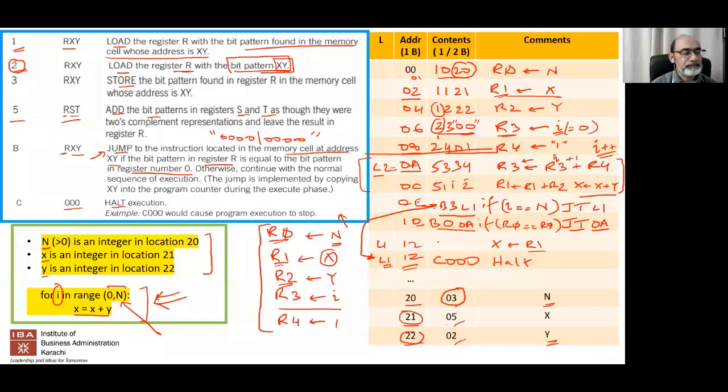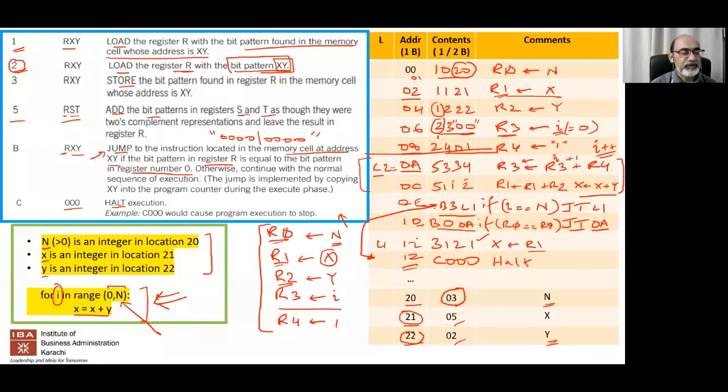What would be the instruction to save the register R1 to the memory location X? Sir, 3121. Let's see if that is right. We would store register 1 into location 21. Perfect. Okay. So we could have the halt L1 at this address.